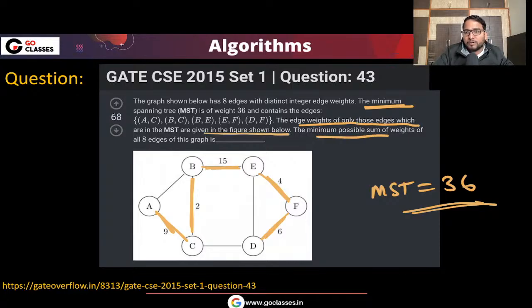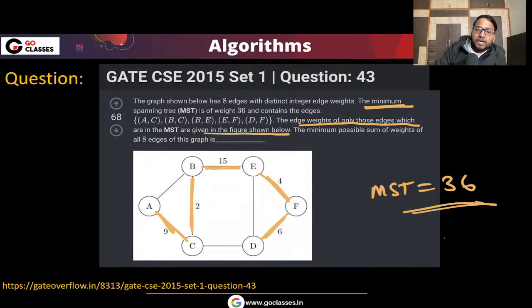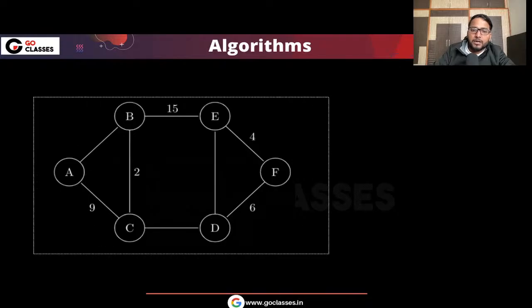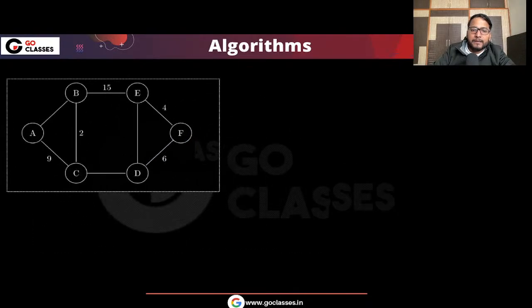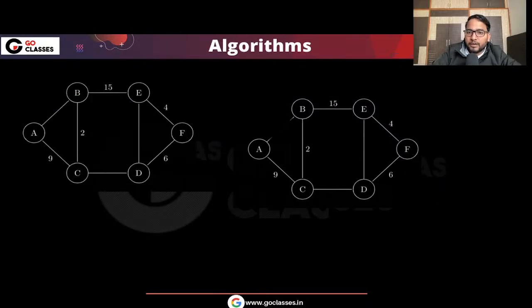The minimum possible sum of the weights of all edges, all 8 weights. So they are asking for the minimum possible sum of all 8 edges. The weights of the MST edges are given to you. And now they are saying that all edge weights are unique and the MST is looking like this. Now you need to tell me what is the minimum possible weight of this AB.